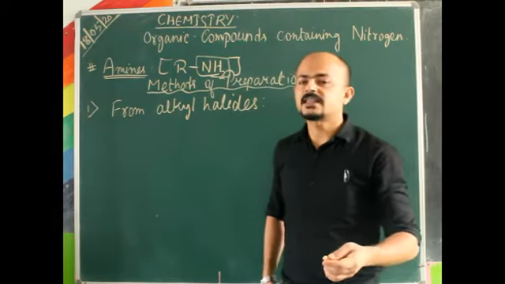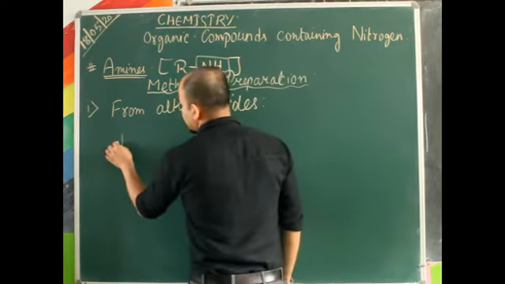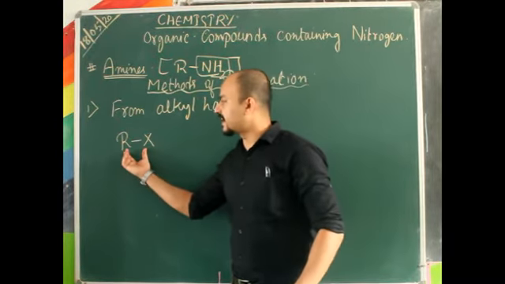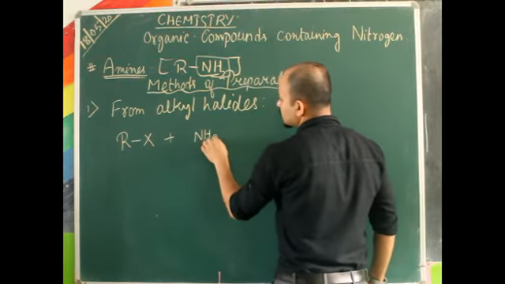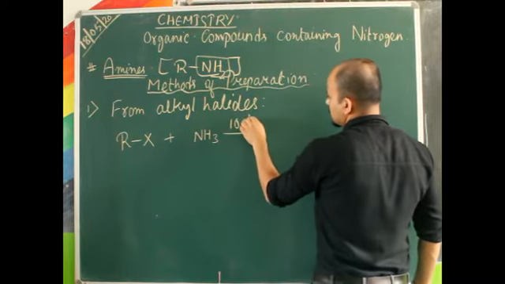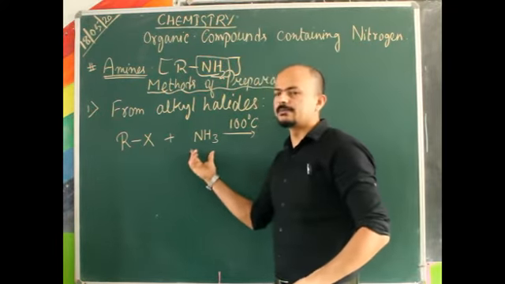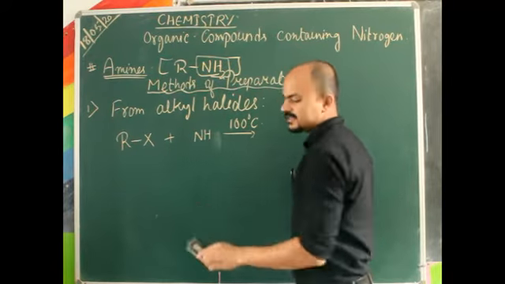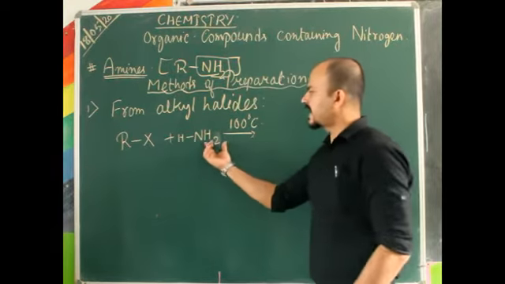So let's write the reaction. That would make this more clear. Alkyl halide in general is represented by RX. Whenever it is treated with ammonia, NH3, and heated at 100 degrees centigrade, the reaction between this alkyl halide and ammonia takes place. Now this ammonia, for better understanding, can be written as NH2H. So this is NH3 itself.